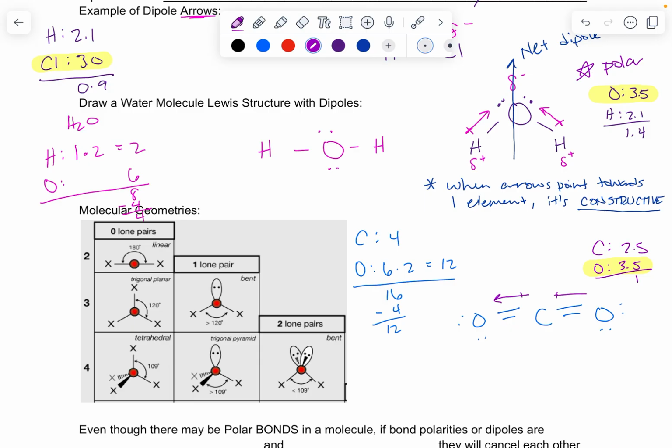Draw my arrows, and now let's add those fun little symbols. This guy is slightly, any idea? Negative, slightly negative, and carbon is slightly positive. Okay, now let's look back up here at this guy right here. When arrows point towards one element, it's constructive. Is this guy constructive? Are my arrows pointing in the same direction? They're not. So let's add a note to that too.